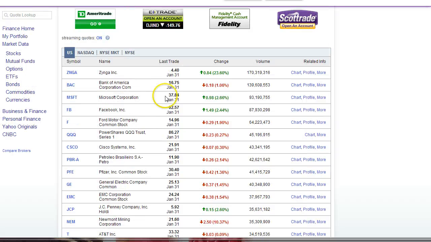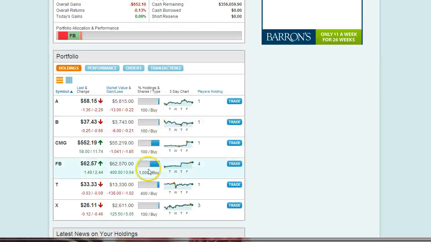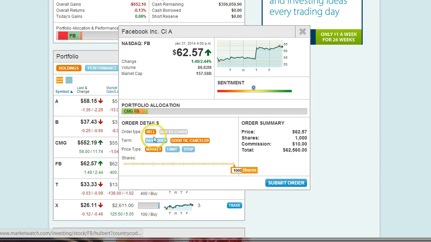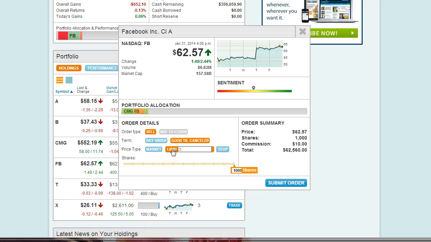Now, there's a couple of trades I can make. If I look at my portfolio, I could see that I have Facebook here, and I own it already, and maybe I want to sell it. So I can just click on trade, and I could sell the amount of shares that I currently have, which is 1,000. But maybe I don't quite want to sell it. Maybe I want to put a limit order on it, and I want to say if it reaches $64, that's when I want to sell.